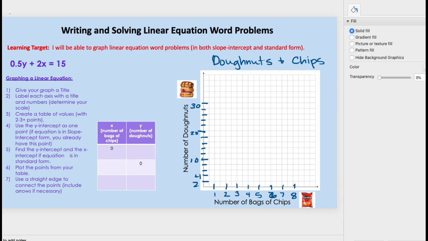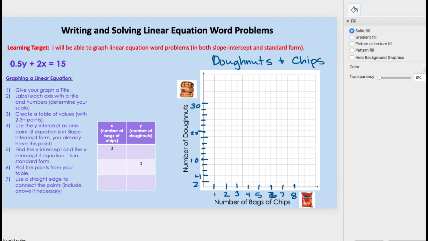After you've labeled each axis with the title and the numbers, I recommend creating a table of values with 2 to 3 or more points. Since this equation is already in standard form, last week you learned, both through the assignment and video instructions in the module and also in your VC, how to graph equations in standard form. The quickest and easiest way to do that is to find both the x and y intercept. So you can see that I've already put zeros in the table of values that I created here.